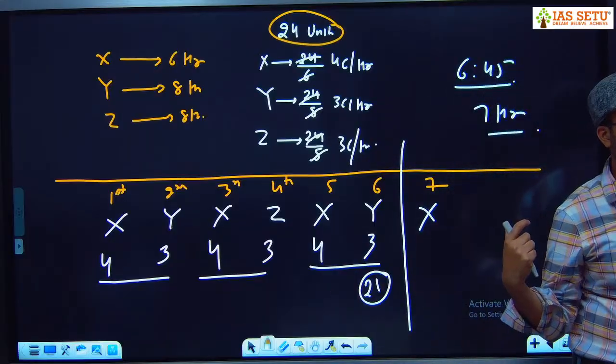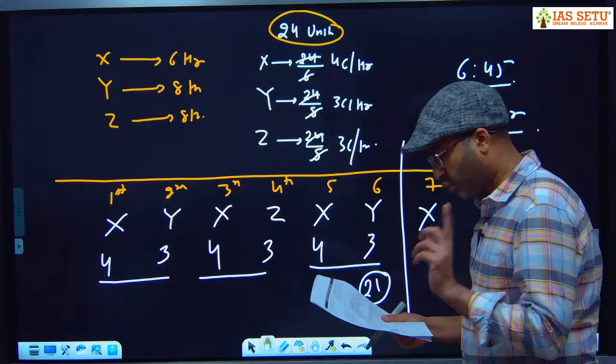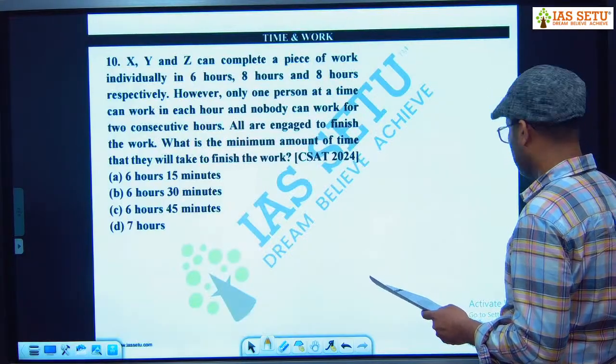Any doubt? Now next is pipe and cistern. They ask only one question, that is in 2015. By mistake.